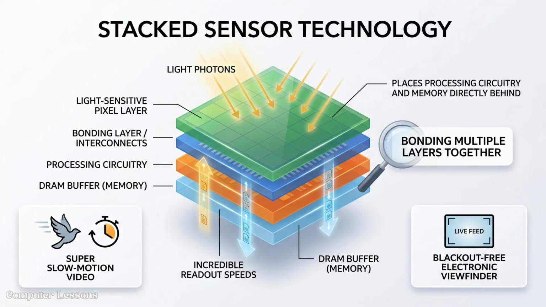Stacked sensor technology places the processing circuitry and memory directly behind the light-sensitive pixel layer. By bonding multiple layers together, engineers can include a buffer of DRAM on the sensor. This enables incredible readout speeds, allowing for super slow-motion video and blackout-free electronic viewfinders.